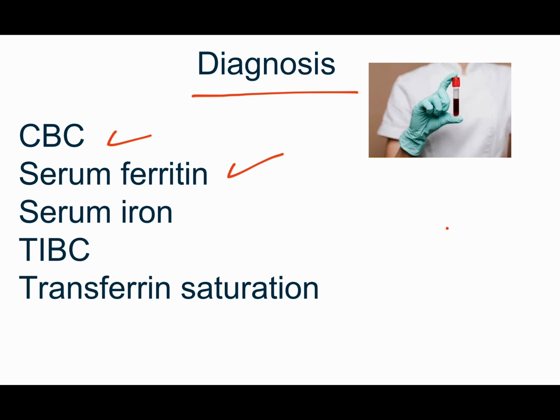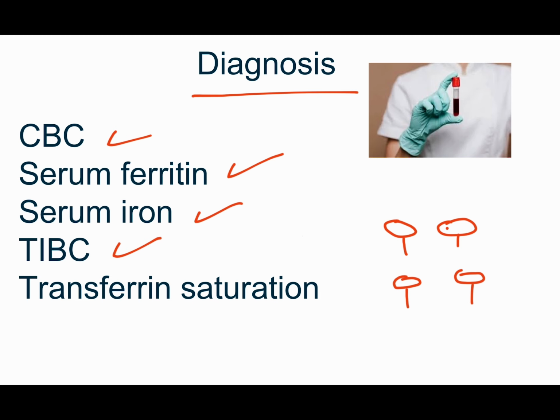Now, serum iron measures the actual amount of iron in the blood. In iron deficiency anemia, serum iron levels are typically low. The total iron binding capacity, TIBC, measures how much iron your body can carry. In iron deficiency anemia, TIBC is often high. Why? There's less iron circulating.